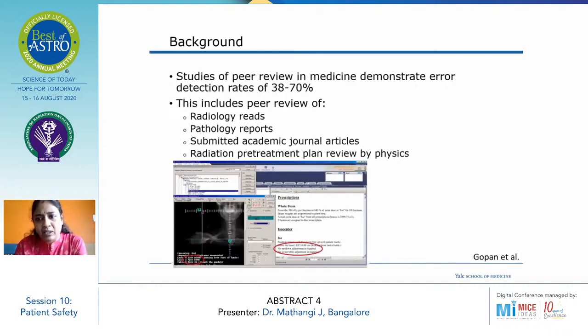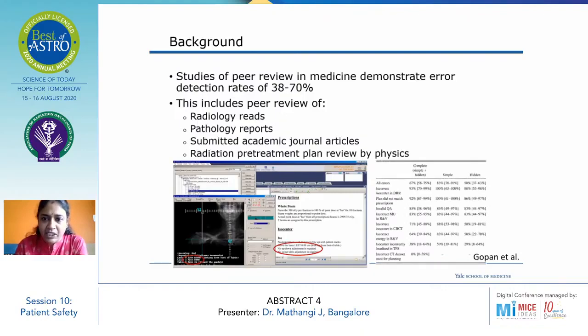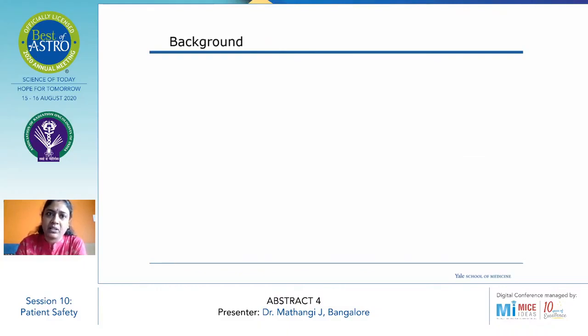For example, Gopan et al. published an article which looks at the second physicist review. Always a physicist audit happens. The second physicist audit happens after the plan presentation. You can see in this example that the patient's isocenter shift was entered in the system as no adjustment needed, whereas actually, if you look at the treatment planning system, there was a millimeter of difference. Gopan et al. found that 67% of the errors can still be caught by the second physicist check. But the percentage caught by chart checking around quality assurance is only 40%.